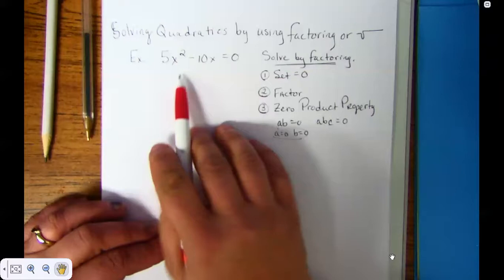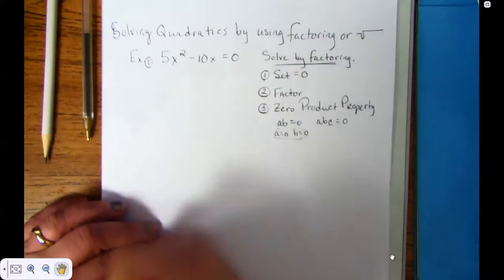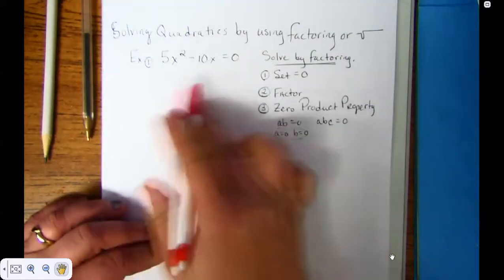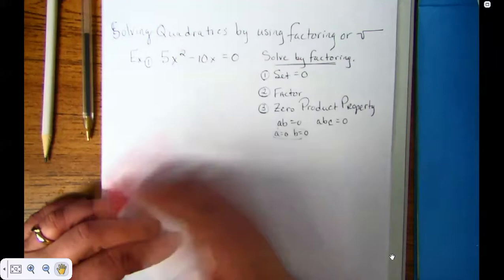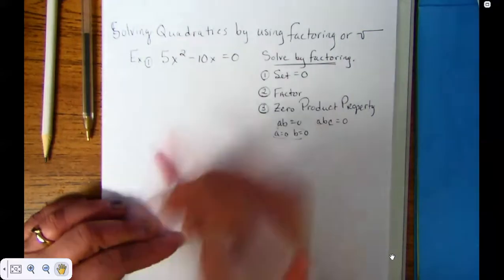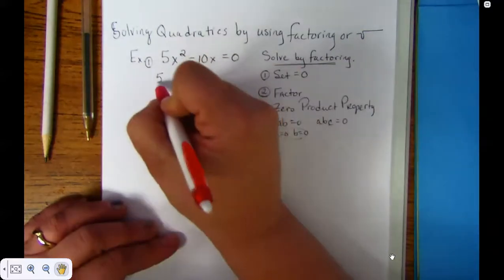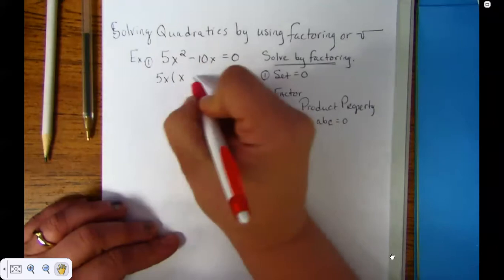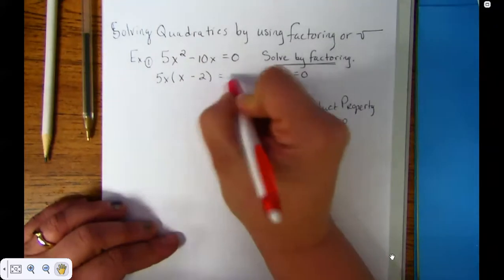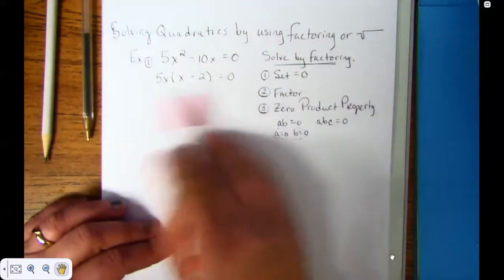I'm looking at this example. We'll call it example 1. And I'm thinking, how am I going to factor that? Well, the first thing you always ask yourself is there a GCF? And there absolutely is. There's a GCF of 5x. And when I take it out, I'm left with x minus 2. I now have my factors out in front.